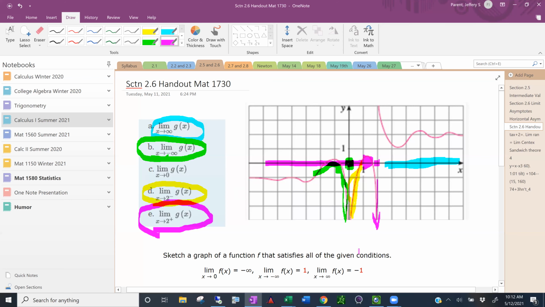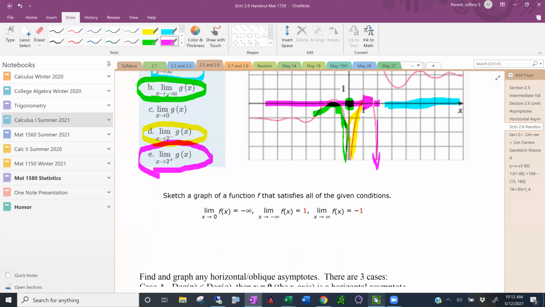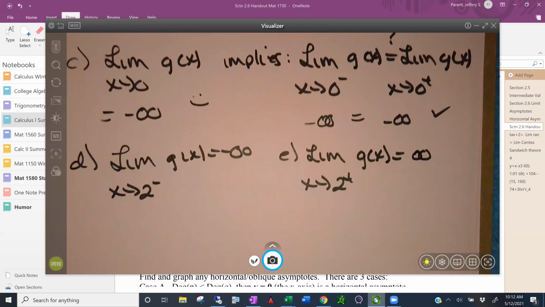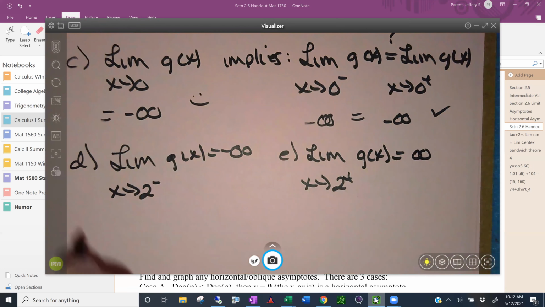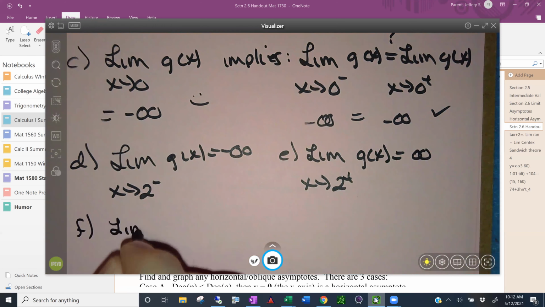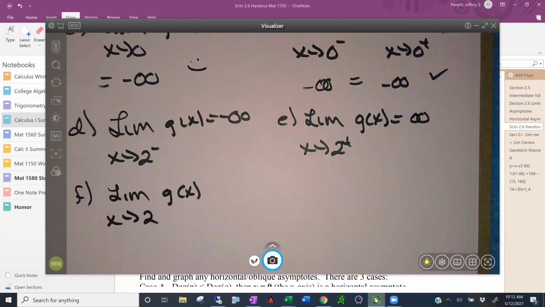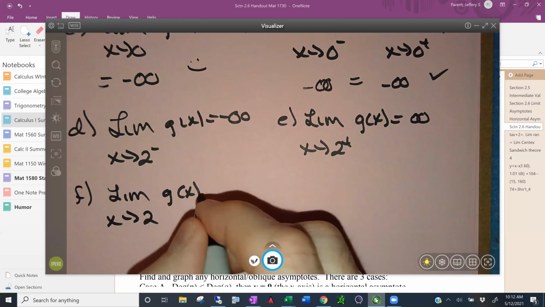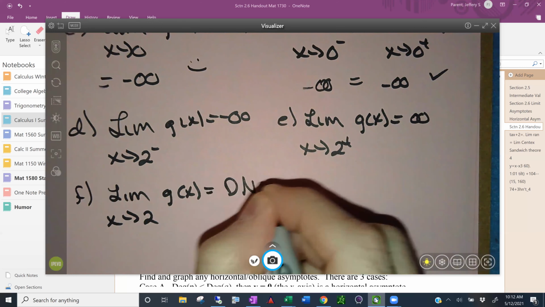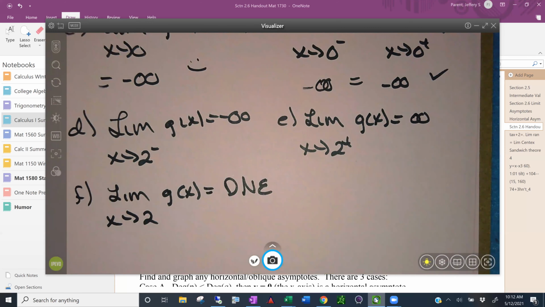Now I'm kind of surprised that there's not really a part F here. These two problems set up what I would think would be a nice part F: the limit as x approaches 2 of g of x. But maybe we can finish that one on our own. What would you say about that one? Doesn't exist. Yeah, doesn't exist. DNE is how WebAssign wants you to answer those. Does not exist. Cool.